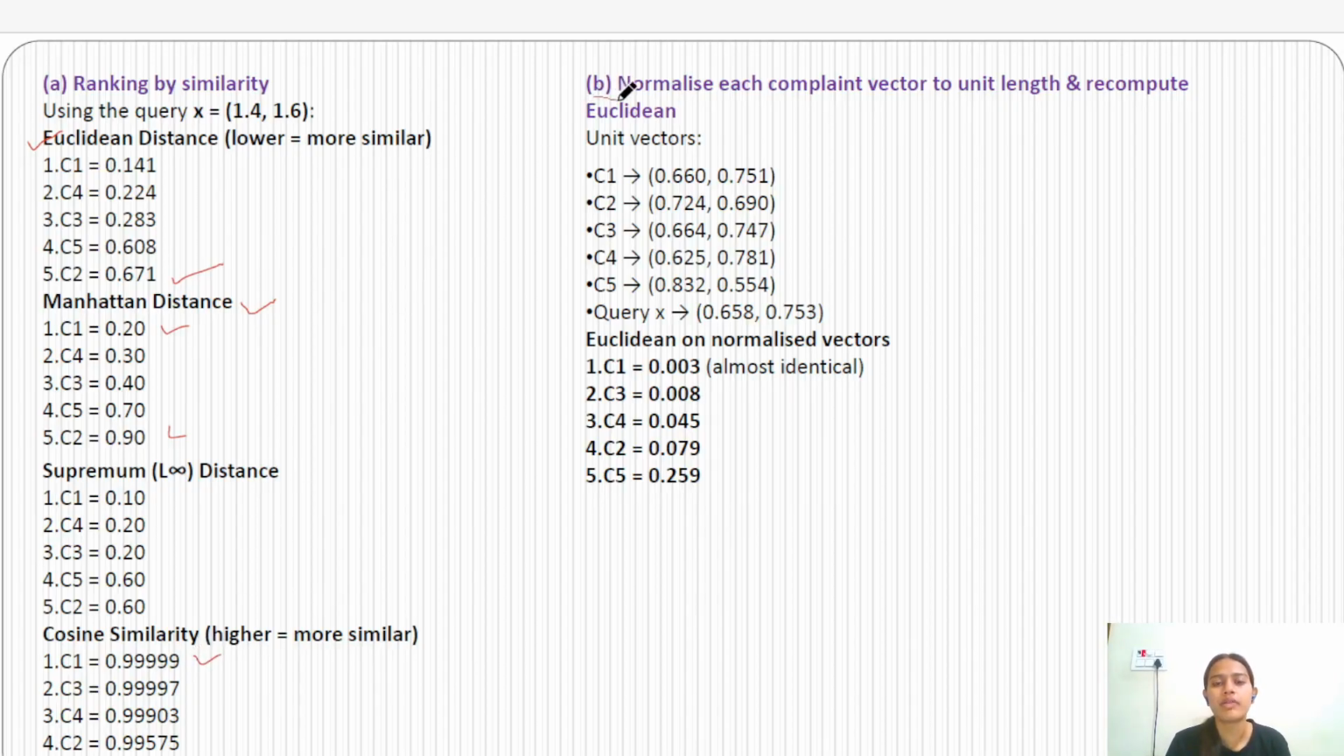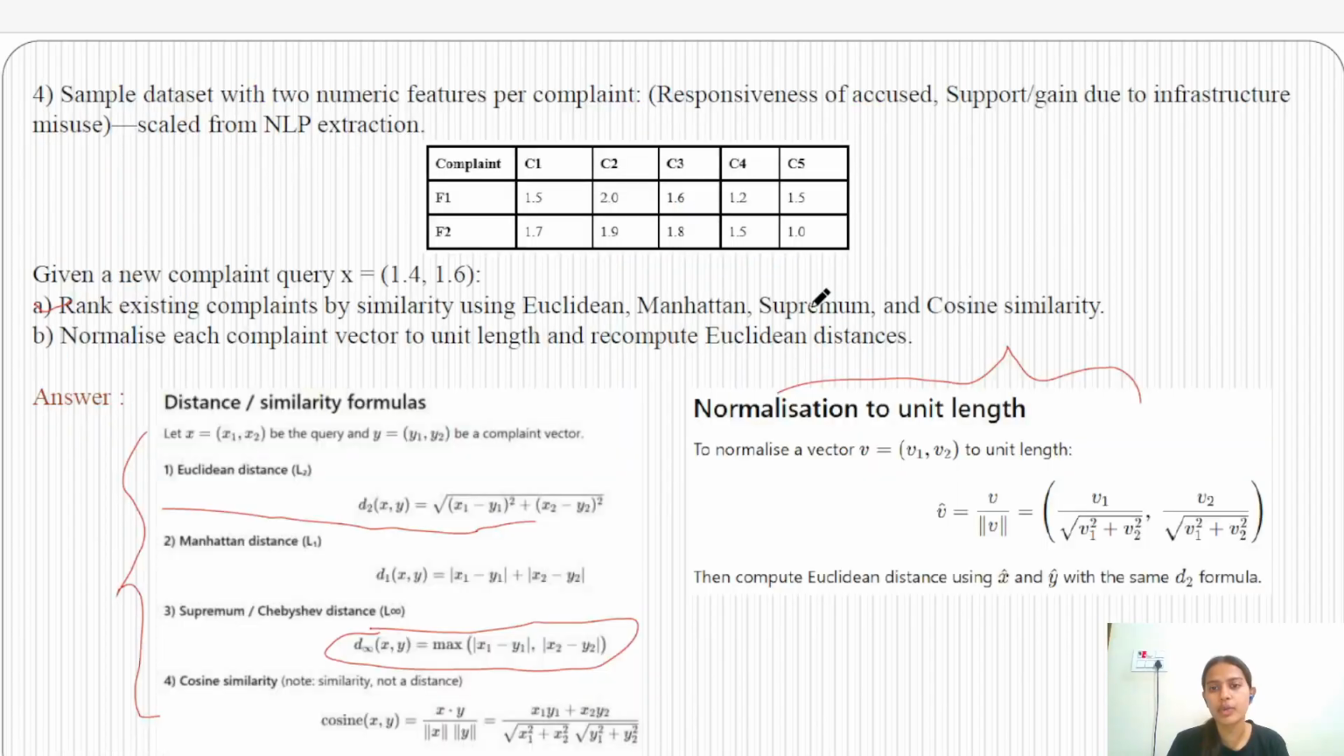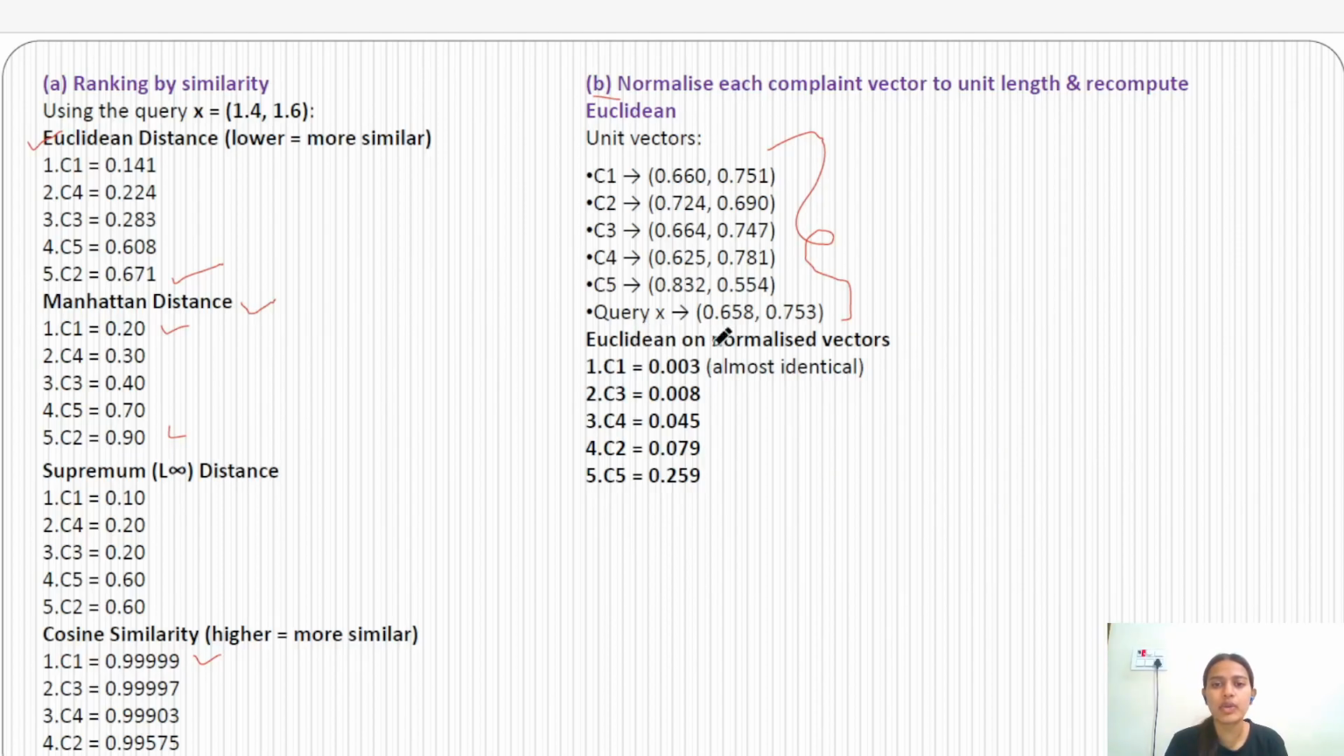Now B, we are solving the B question: normalize each complaint vector to unit length and recompute Euclidean. First we had to normalize to unit vectors, which was done using the formula. We are given this formula, we will use it to solve it, and then compute Euclidean on the normalized vectors. We have calculated, and we can see C1 is smaller, so it is almost identical, and C5 has a much greater value, so it is not as identical.